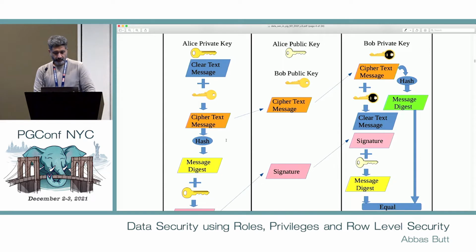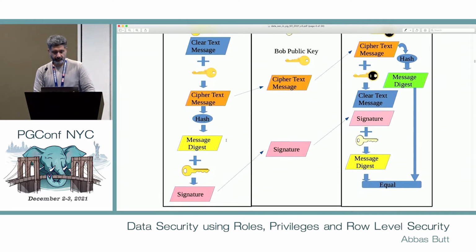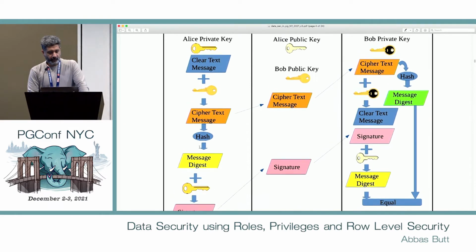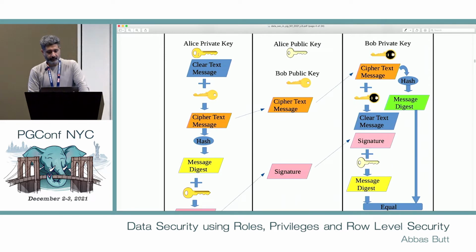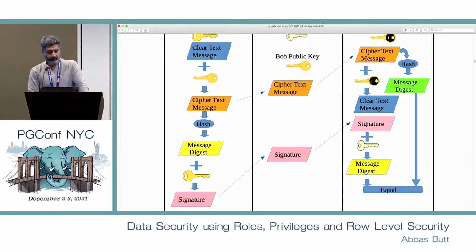The second part is basically the sender verification, where you create a hash of the ciphertext, and the hash is called a message digest, which is then encrypted using the private key of Alice, right? Which generates a signature. This is a digital signature. It is as if Alice is signing the message to claim that she is the sender of this message.